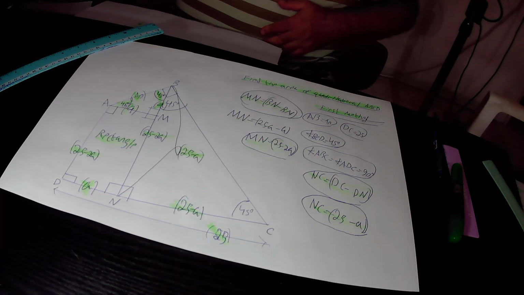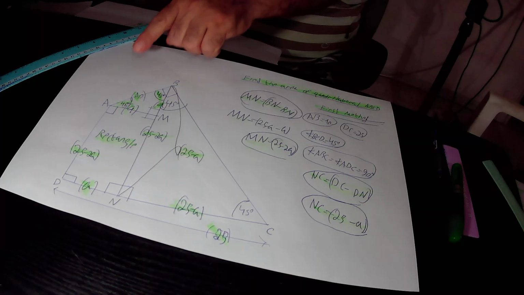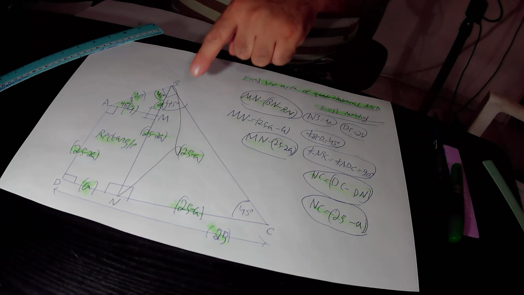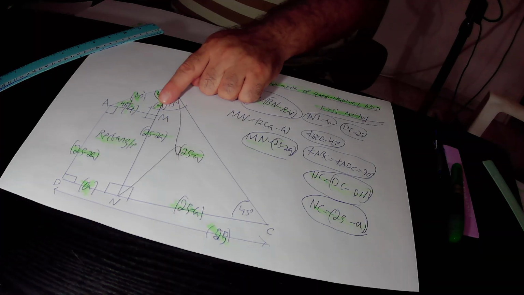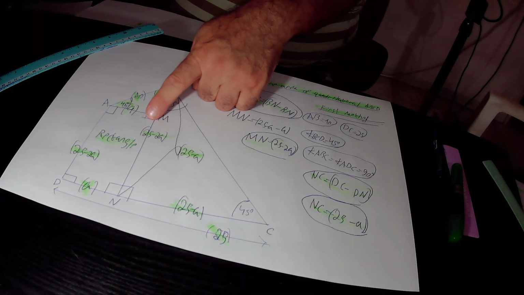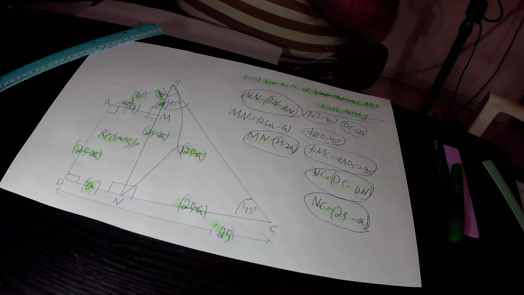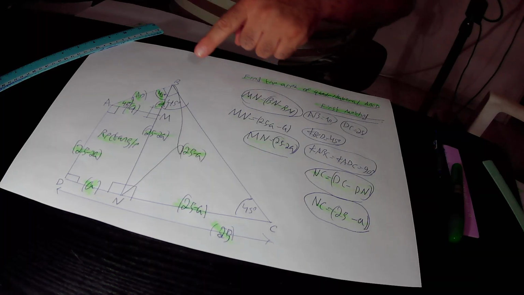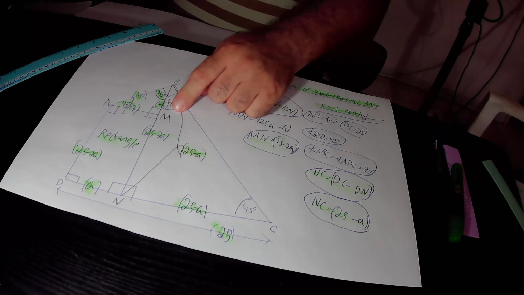In the next step, we did another construction. That is to say, from point A, we drew a perpendicular to BN. So this angle equals 90 degrees, and this angle also equals 90 degrees according to our construction. We define the touching point of the perpendicular from point A and BN. This point is point M.